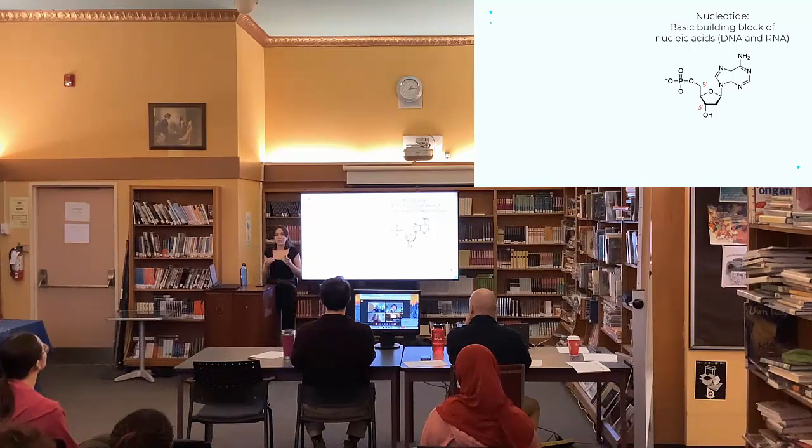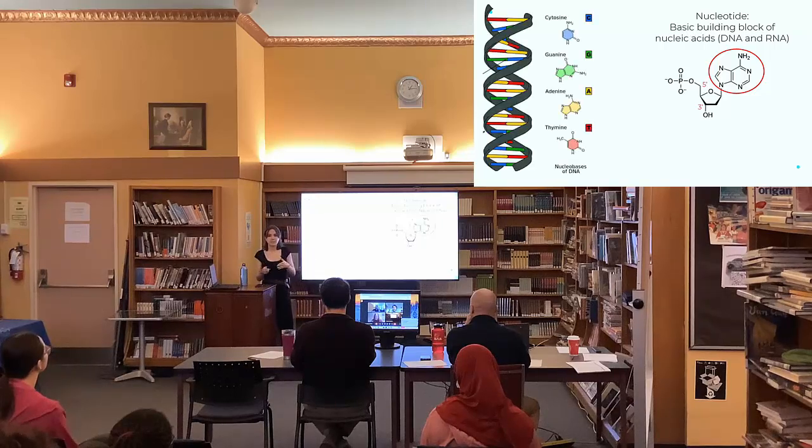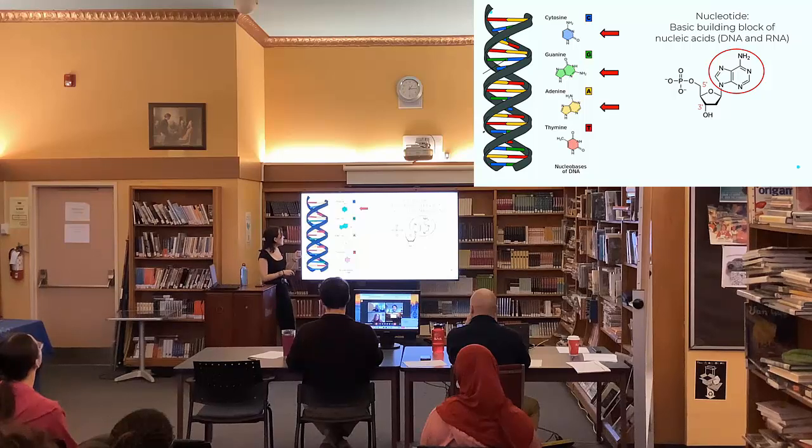So DNA is composed of nucleotides. Nucleotides are the basic building blocks of nucleic acids. As we can see here, they are composed of a phosphate group, as well as a ribose sugar, and then a nitrogenous base. It is that nitrogenous base that determines whether our nucleotide is going to be a cytosine, a guanine, an adenine, or a thymine.